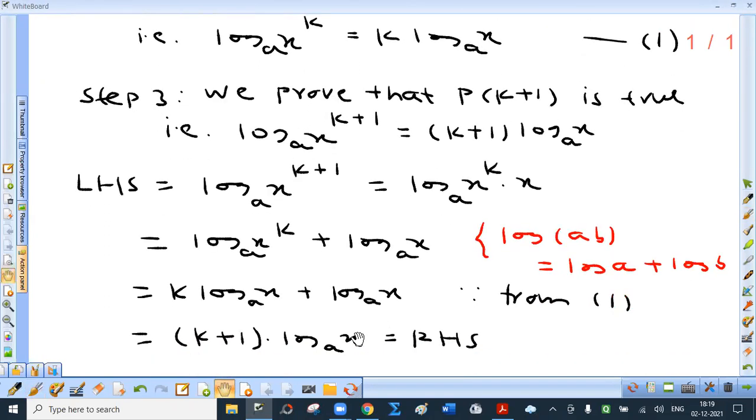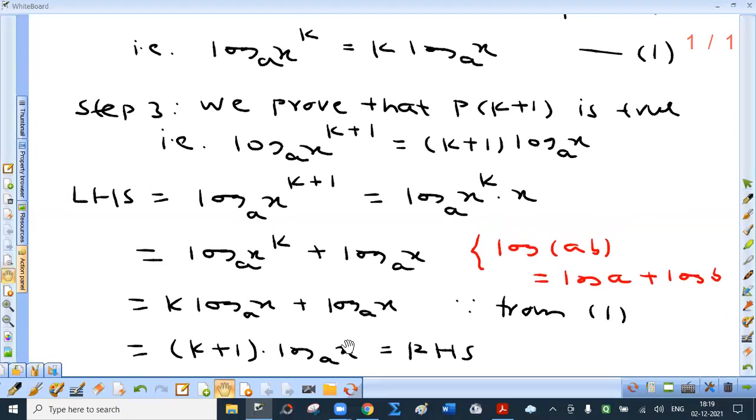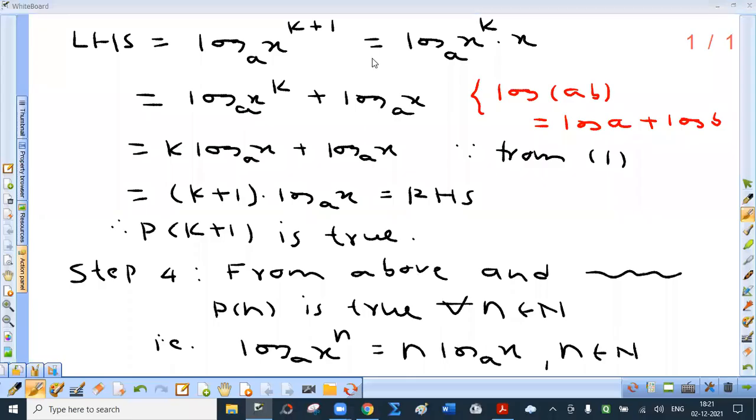So if you take log x to the base a common, you get k plus 1. This is nothing but right hand side. Therefore, P of k plus 1 is true. Step 4, from above, and please do not write in this fashion, this stands for 'and', by the principle of mathematical induction, P of n is true for all small n belonging to capital N. That is log x raised to n to the base a is n into log x to the base a, where n is a natural number.